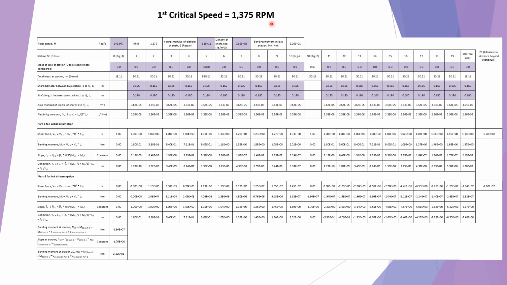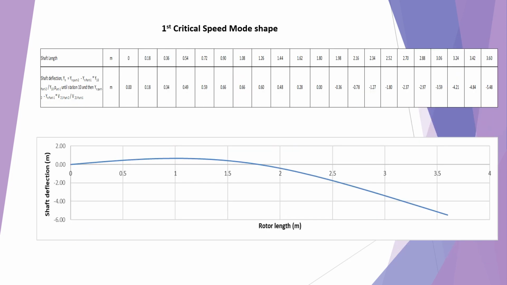Now for the first critical speed, that is 1375 rpm, the calculation is done in a similar way with initial assumptions, and you will see that the bending moment at the last station, station number 20, is 0, which is called the first critical speed. Now for the mode shape of the first critical speed, we draw the length of the shaft on the x-axis and the deflection of the shaft for that first critical speed at different stations. The mode shape is like this, where the deflection at the two bearings is 0. However, there is a deflection of the shaft at other locations.